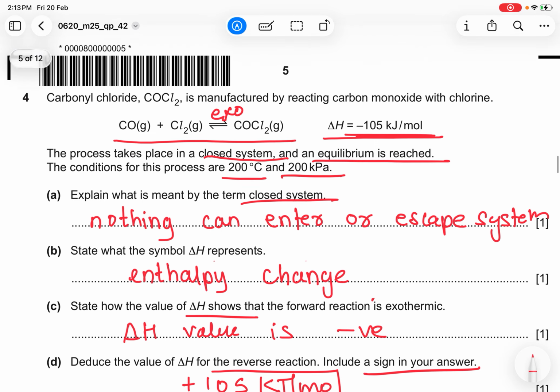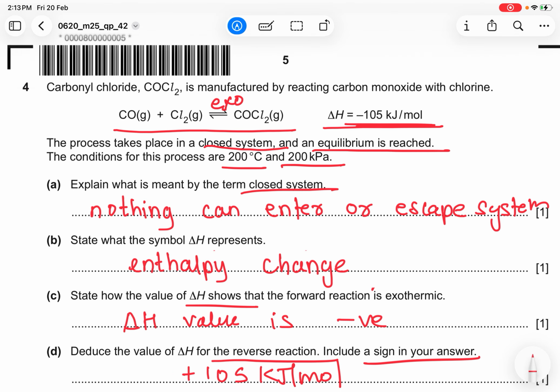Question 4. Carbonyl chloride is manufactured by reacting carbon monoxide with chlorine. They have also provided us with the equation, and you can also see that they have given us the delta H value here, which is minus 105 kilojoules per mole. Now the delta H value tells us about the type of forward reaction. So the forward reaction here is exothermic. They have mentioned that the process is taking place in a closed system and an equilibrium is reached. The conditions for this process are 200 degrees Celsius and 200 kilopascals.